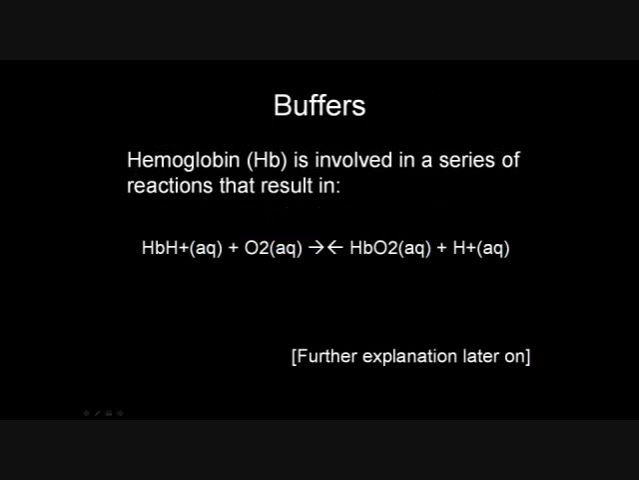In the buffering in blood, hemoglobin is involved in a series of reactions that result in this equation right here. Now, due to metabolic reactions, several acids form, increasing the concentration of hydronium ions, and this lowers the pH and forces the equilibrium to shift to the left, and this reduces the supply of oxygen to the cells. And in order to combat this, buffers are used in the blood system, and this will be explained further on.